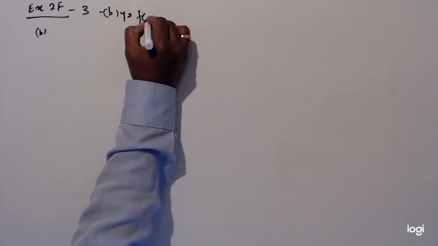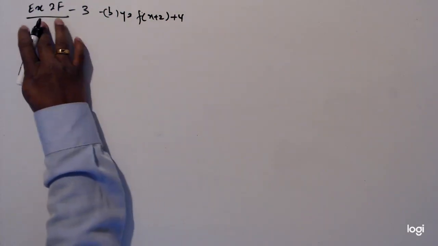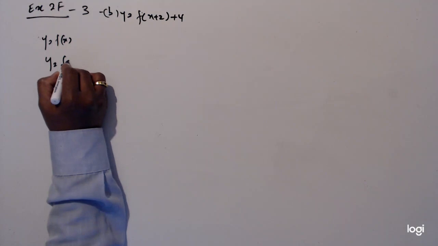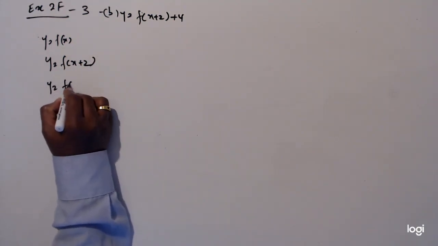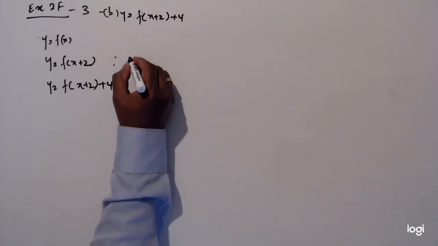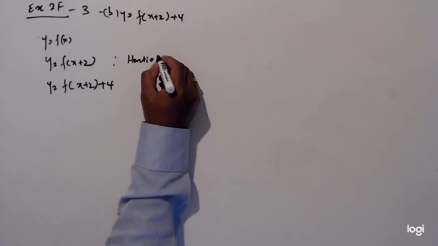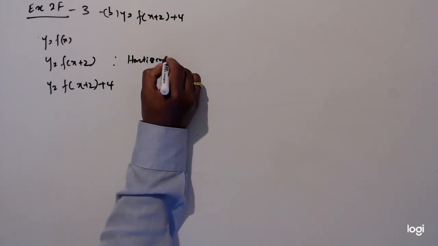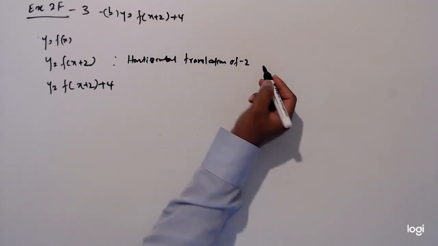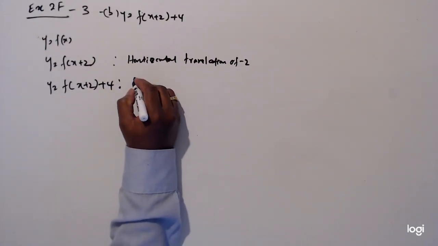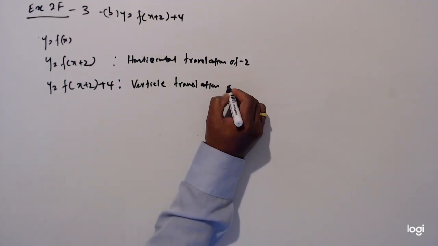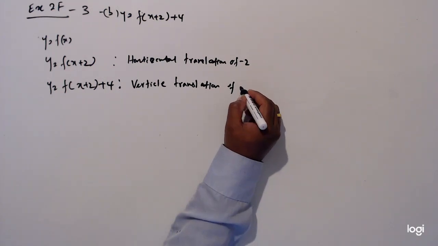Next, y equals f(x plus 2) plus 4. So y equals f(x), then y equals f(x plus 2), and y equals f(x plus 2) plus 4. f(x plus 2) is a horizontal translation of minus 2, and this is a vertical translation of plus 4.